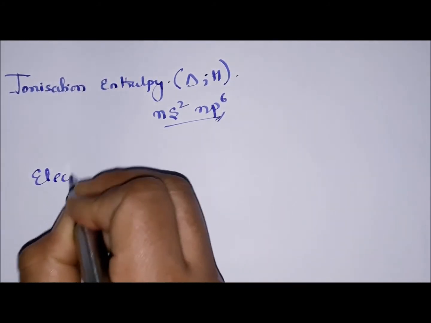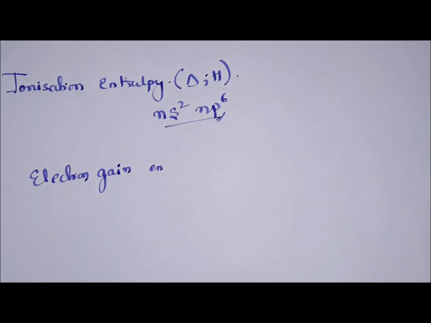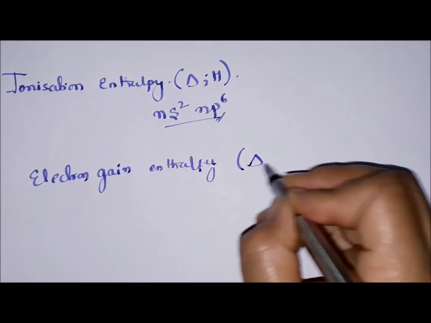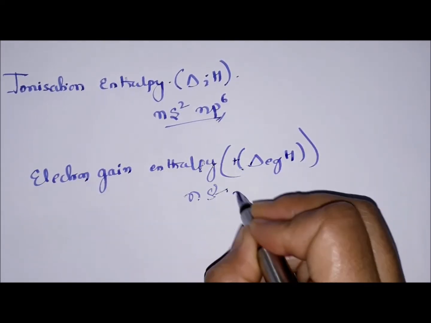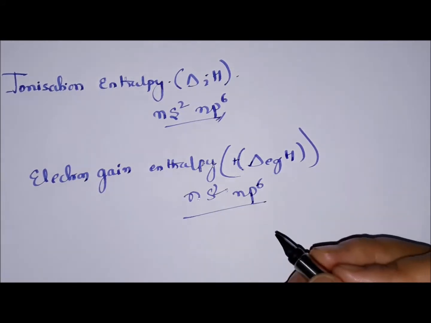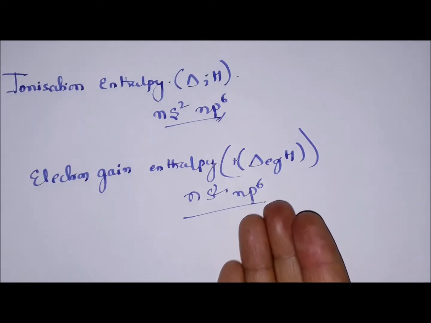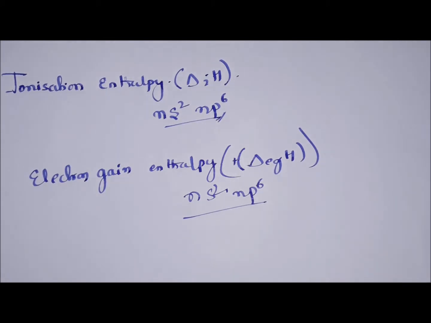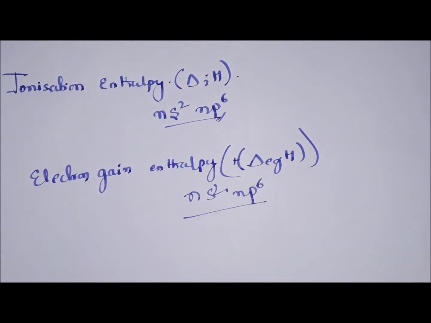Then electron gain enthalpy. For noble gases it is positive. Why? Again the configuration: it has ns2 np6 completely filled, so it will not have any tendency to accept an electron. Where would the accepted electron go? It's already filled. To accommodate an incoming electron in the valence shell we have to apply energy. For that reason they have electron gain enthalpy with positive sign.